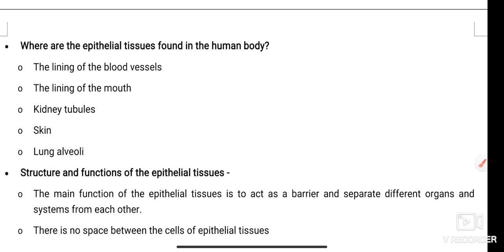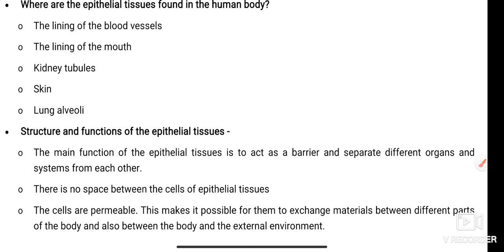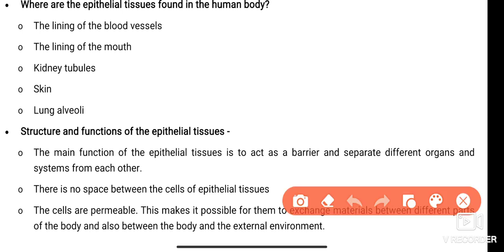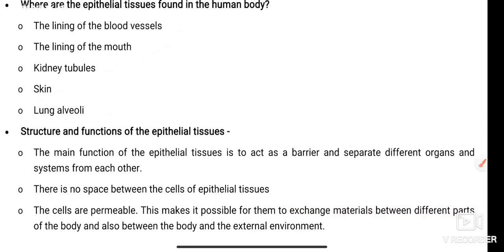So where is epithelial tissue found in the human body? The lining of the blood vessels, that means blood vessels are made up of epithelial tissue. The lining of the mouth, the internal structure of the mouth, is made up of epithelial tissue. Kidney tubules, skin, lungs, alveoli, stomach, and intestines are all made up of epithelial tissue.